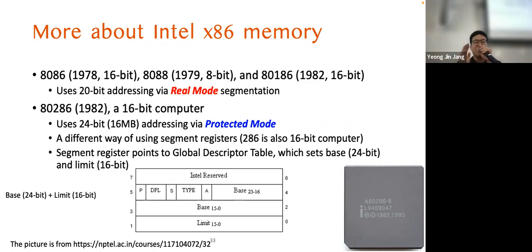So in the protected mode, there is no multiply by 16 at all. What we will do is use the segment register. For example, if the segment register value is 100, then we will search that table and fetch the base address, which is 24-bit, from the 100 index of that table. So there's one level of indirection to get the base address.